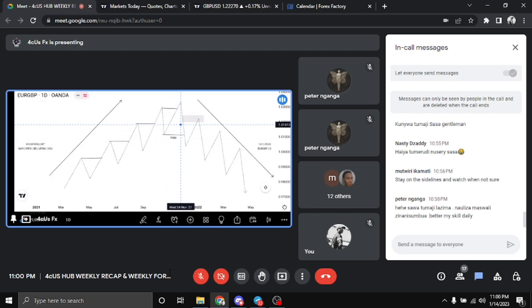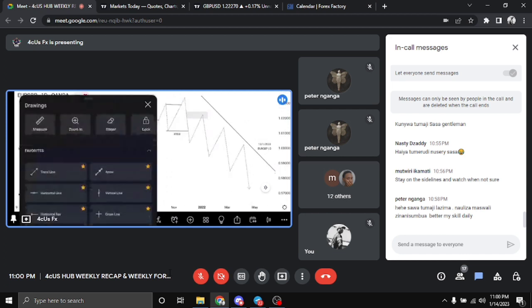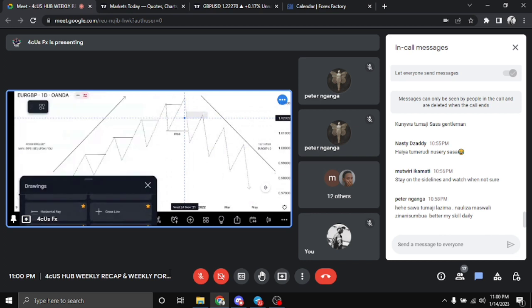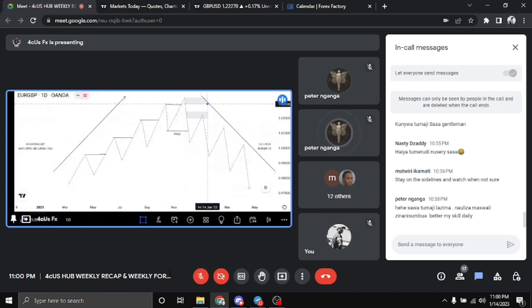So to answer the gentleman's question, here there are two supplies. There is a supply here at the high of this movement. Then there is a second supply that broke or changed the character, changed the market sentiment, from a bullish one to a bearish one. So you trade on the immediate. Remember, this is a reversal. The trade you'll be taking here is a reversal trade.